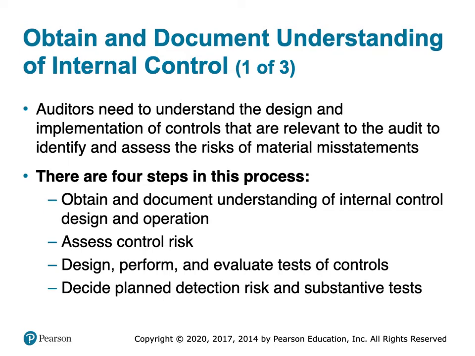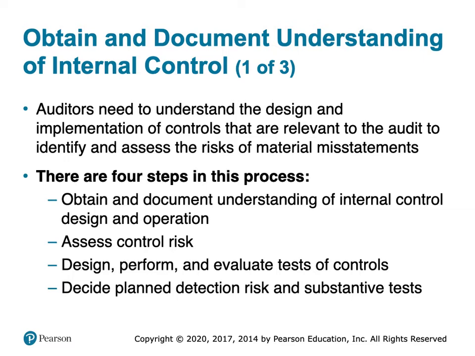So the first step in assessing control risk is to obtain, document, and understand internal control. So we need to understand the design and implementation of controls that are relevant to the financial statements to identify and assess the risk of material misstatements. Word material, again, material misstatements, not immaterial. You do not care about immaterial errors or fraud as it relates to internal controls or misstatements, okay, if they're immaterial in the aggregate.